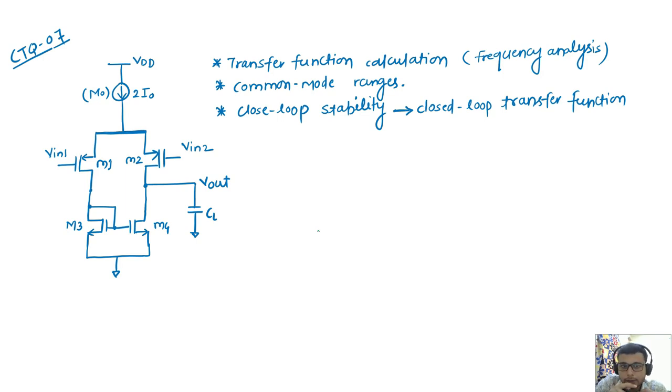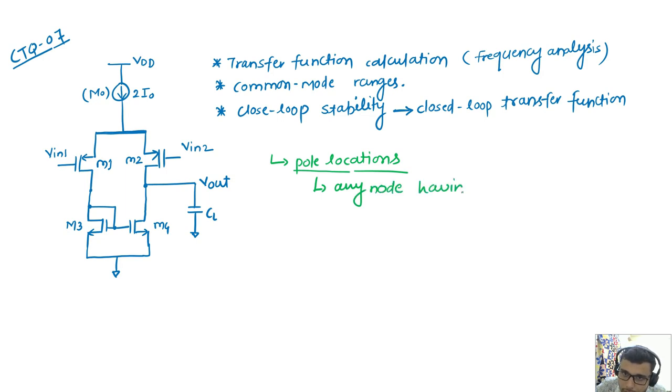Okay. So what are the possible pole locations? For pole locations, we have to see the nodes where there is a possibility of a capacitor. And what about the condition of zero? Any node having a capacitor, so there is a pole.